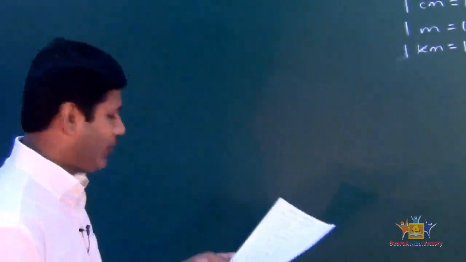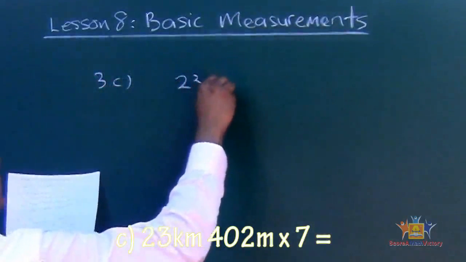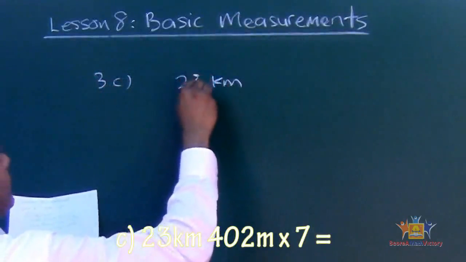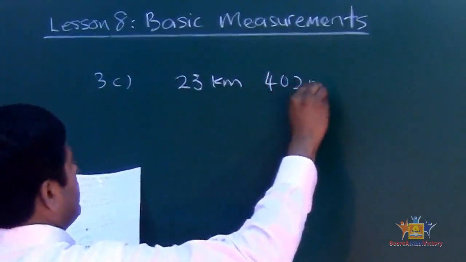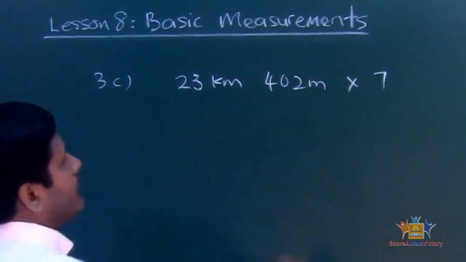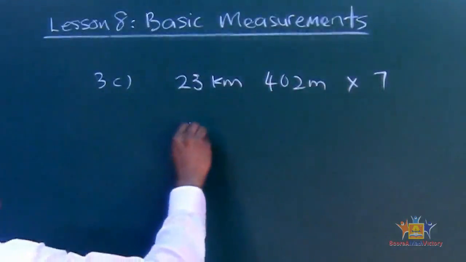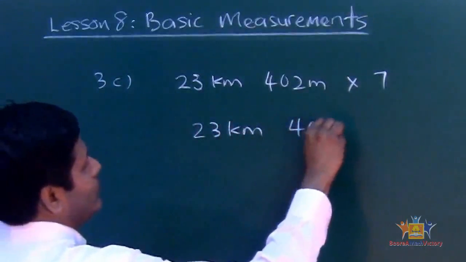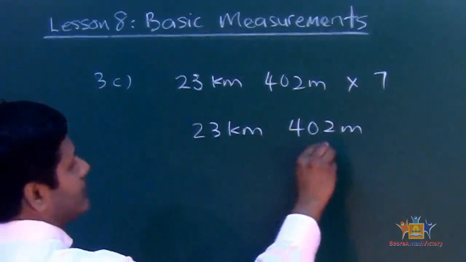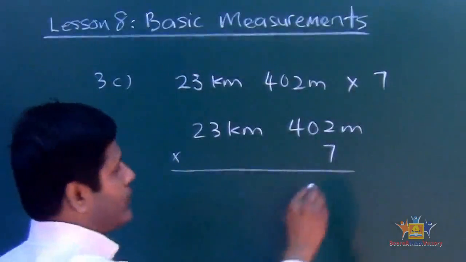Alright, problem 3C, okay? So 3C, you're given 23 kilometers and 402 meters, and you're multiplying that by 7. Okay, again, what do we do? Line them up, alright? Very important. So you put 23 kilometers and 402 meters, and we line up the 7, and we're going to multiply. 7 times 2 is 14.